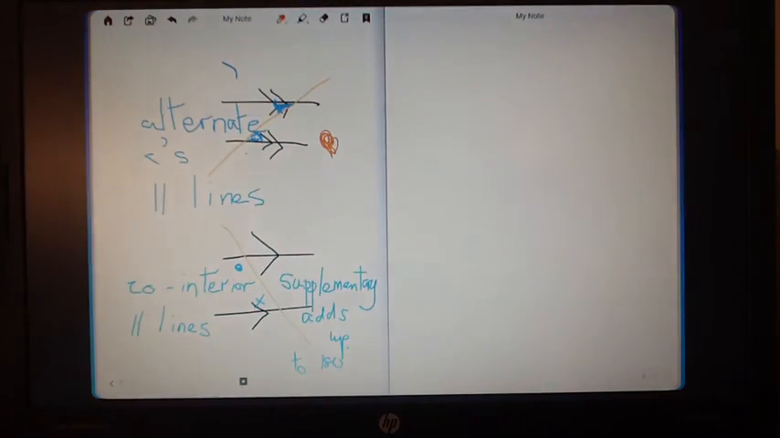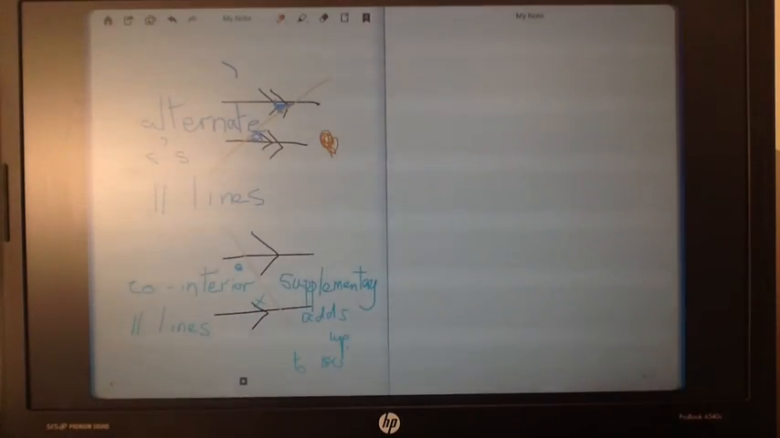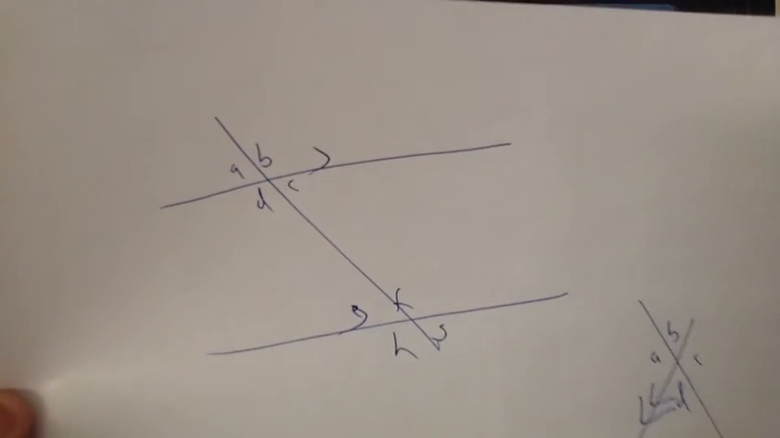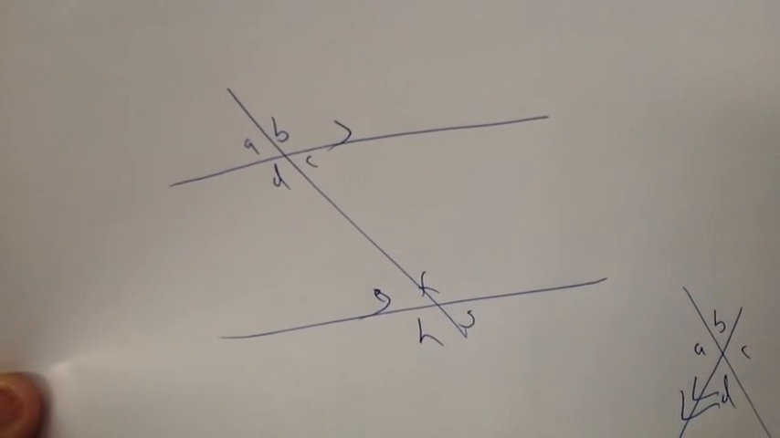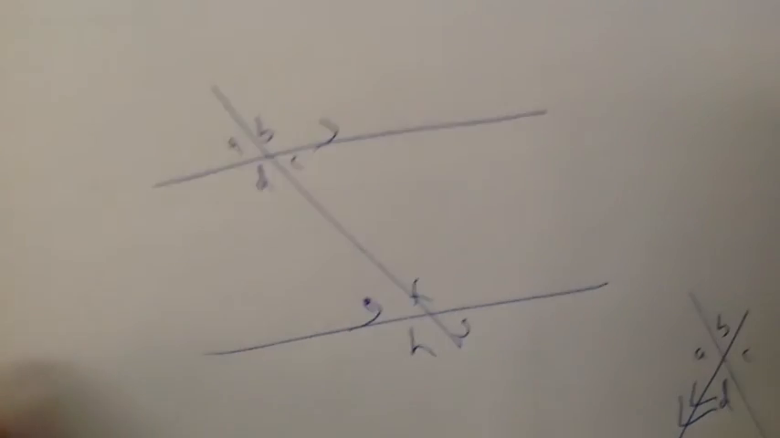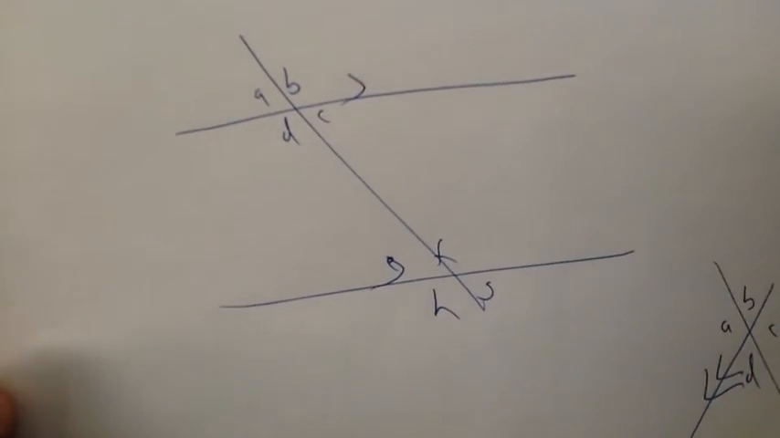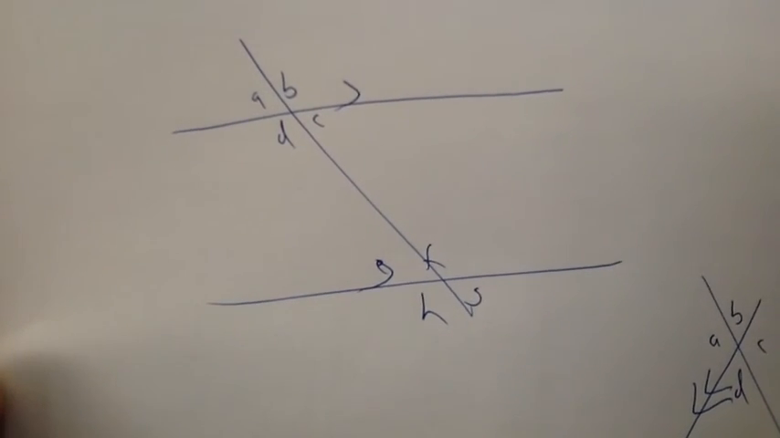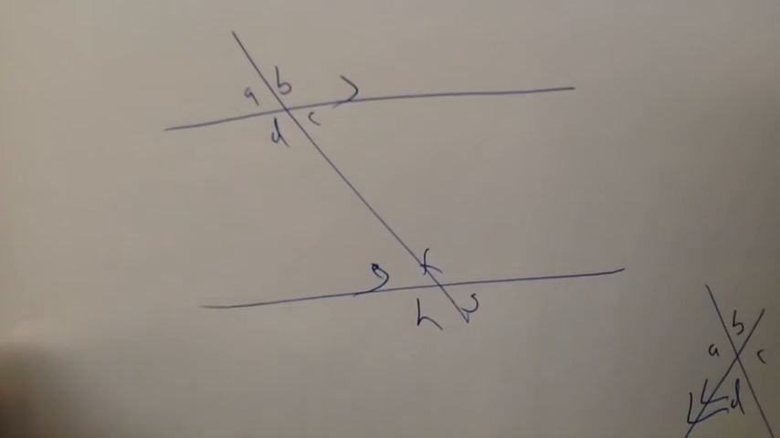Okay, well done. Last one then, we need to look at co-interior. So same idea. Just drawing my parallel lines. Nearly finished. And now we're looking for co-interior. So there we go. Remember, co-interior, interior, inside, and they're not equal this time. They add up to 180. So stop the tape and write down which are the pair of co-interior angles.